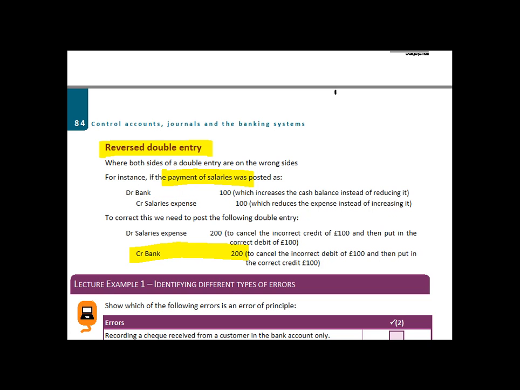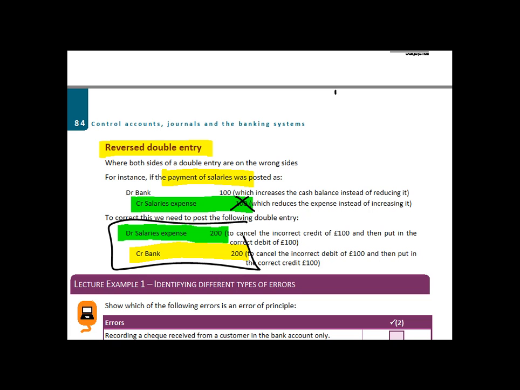And similarly, they credited salaries expense when they should have debited it. So in fact, the salaries expense will be out by 200 as well. We need to post a total debit to salaries expense, therefore, of 200, which you can imagine will firstly cancel the credit they posted and then put in the debit as it should have been. So we need to debit salaries expense by a total of 200 here and credit the bank by a total of 200. As usual, you can see that my correcting journal there has balance debit against credit.